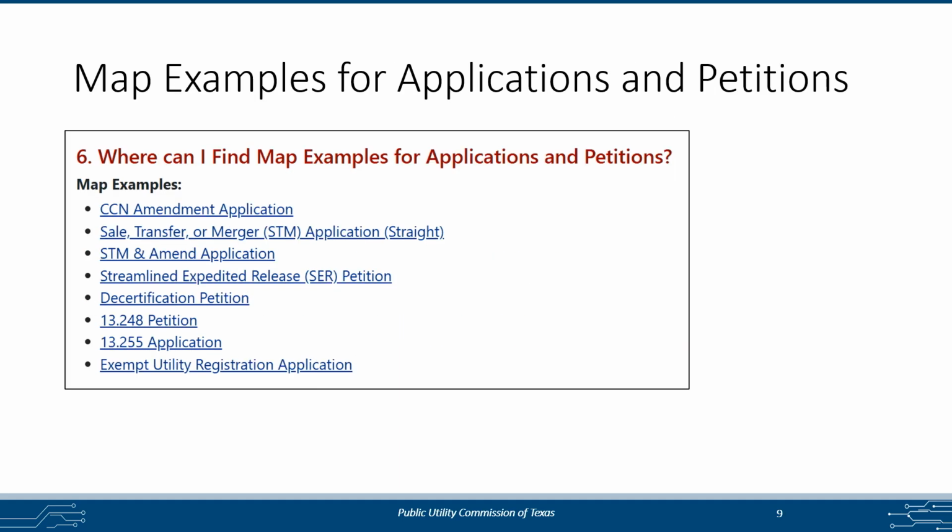Another quick FAQ I want to point out that's really helpful, that we always recommend people view, is FAQ number 6, where can I find map examples for applications and petitions? This FAQ includes map examples for each of the different types of applications and petitions filed at the PUC. Each of these links on our webpage includes a general location map example and a detail map example to help meet the mapping requirements that mapping professionals may use to create those required maps.